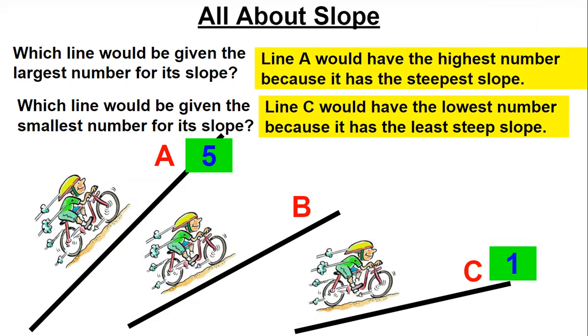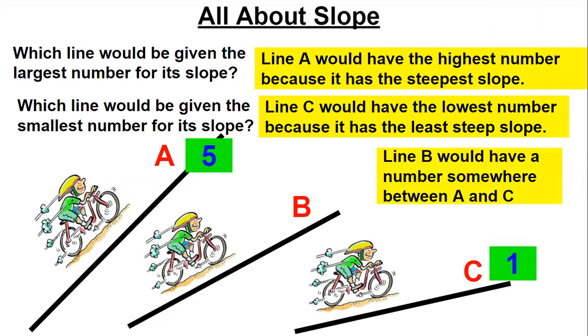And then line B is going to be a number somewhere between 1 and 5, correct? Yes, so line B would be between them, so we're going to give it the number 3. Okay, so far so good about slope.